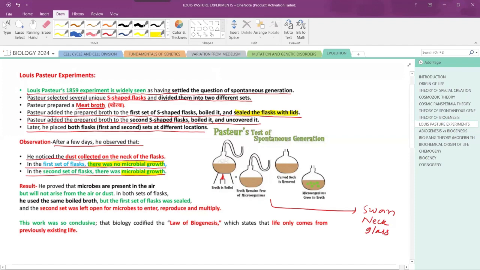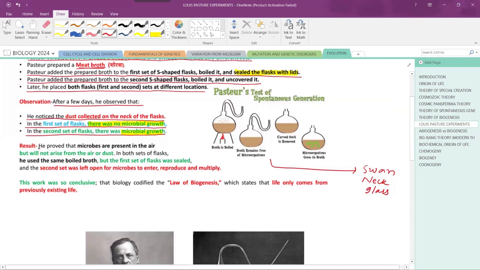Why did they boil the flask? Because of the boiling process, if there is any microbial content in the flask, it dies. Because of this sterilization, the flask gets sterilized, which supports the experiment. So what is the result? He proved that microbes are present in the air but do not arise from the air or dust.